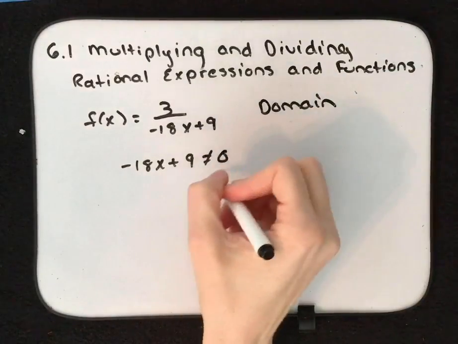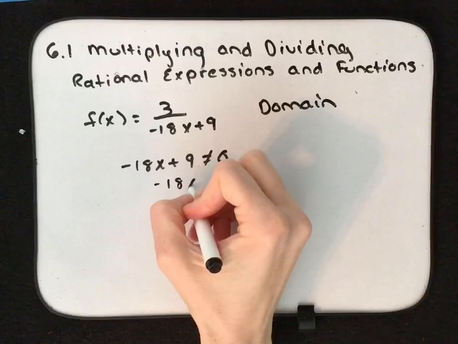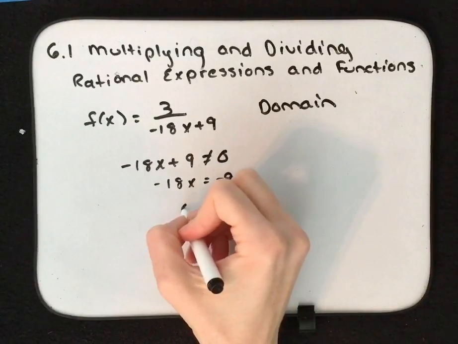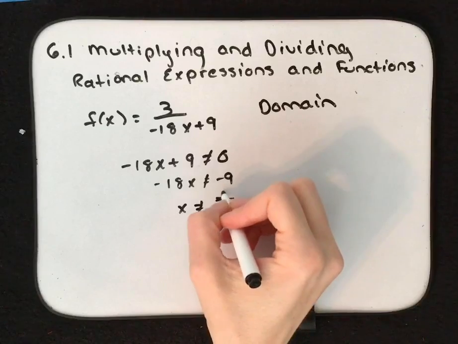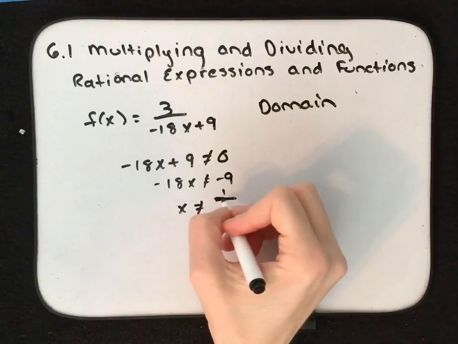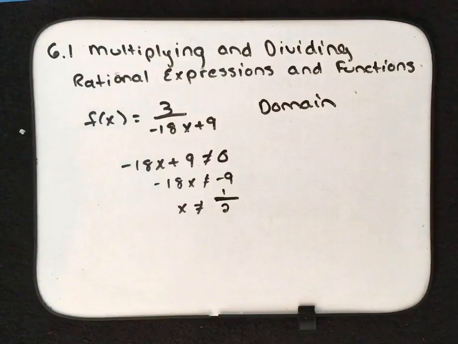So if we solve this down, we subtract 9 from both sides, divide by our negative 18, then we get that x cannot equal 1/2. So that is our limitation on our domain. It means that we can have everything else, but we cannot have x equaling 1/2.